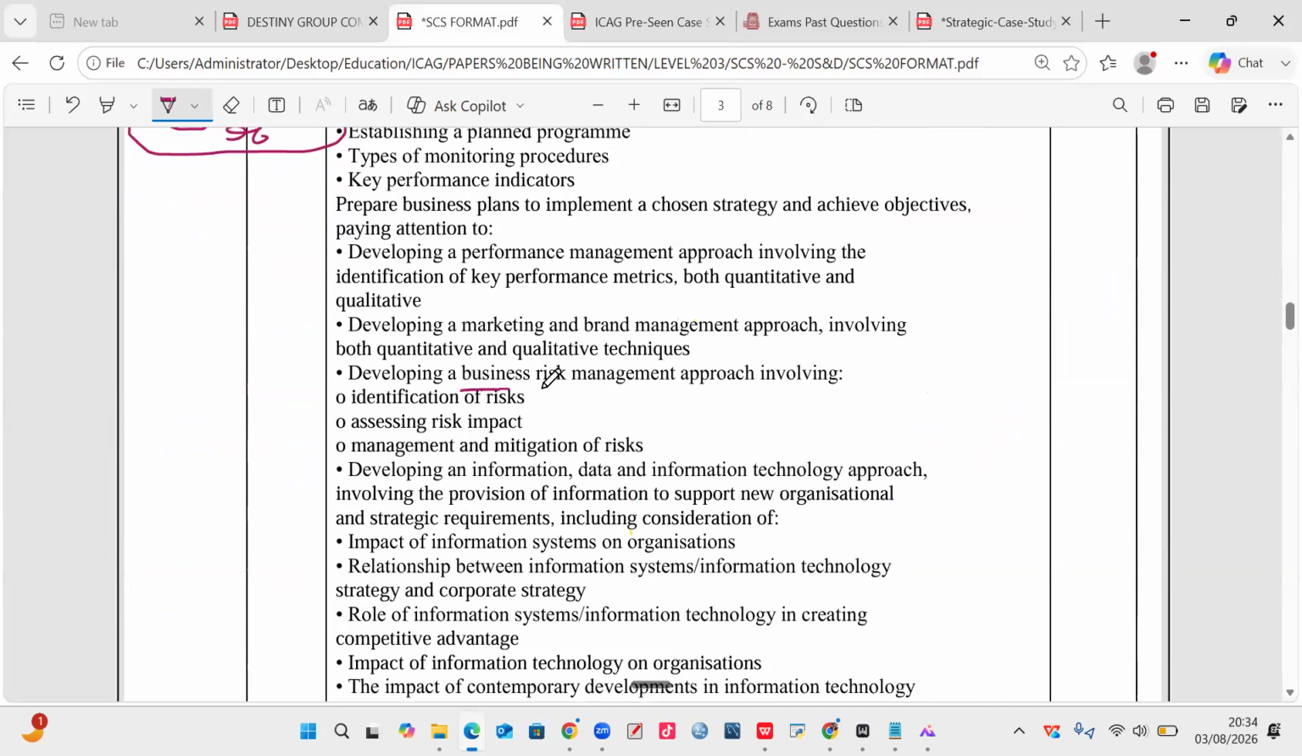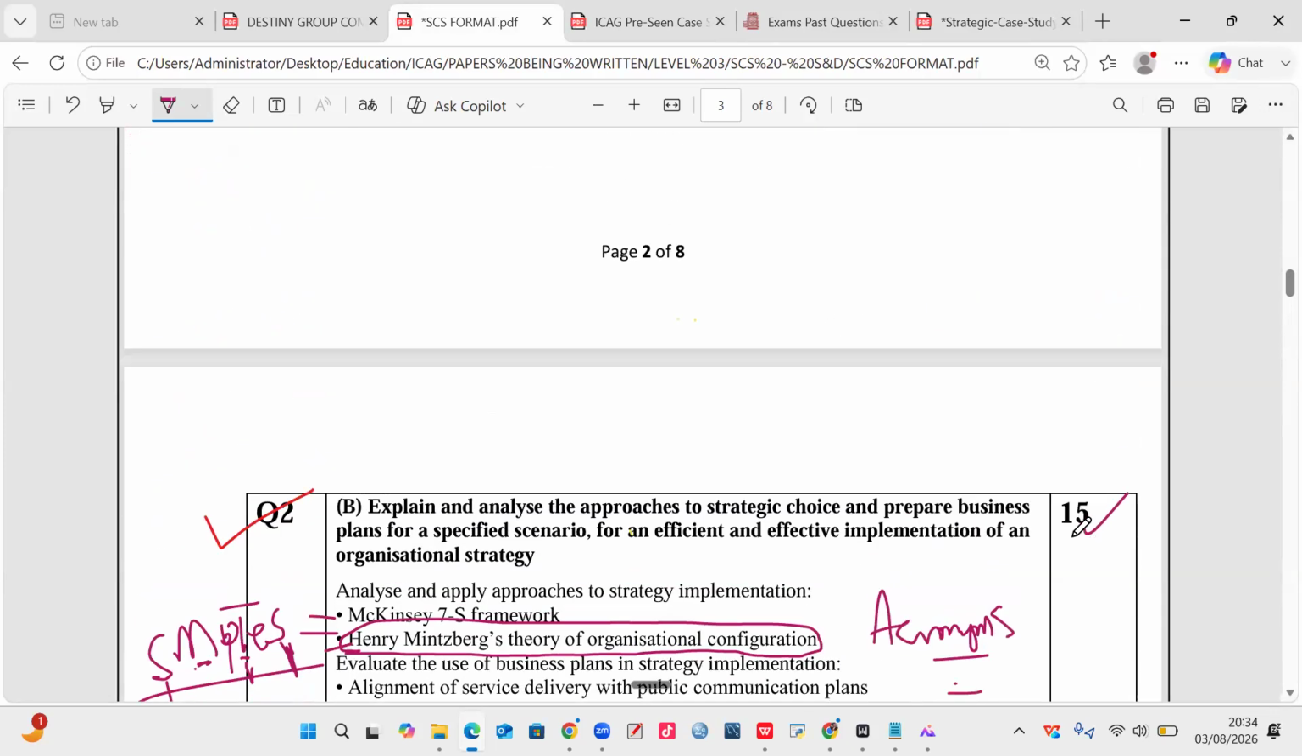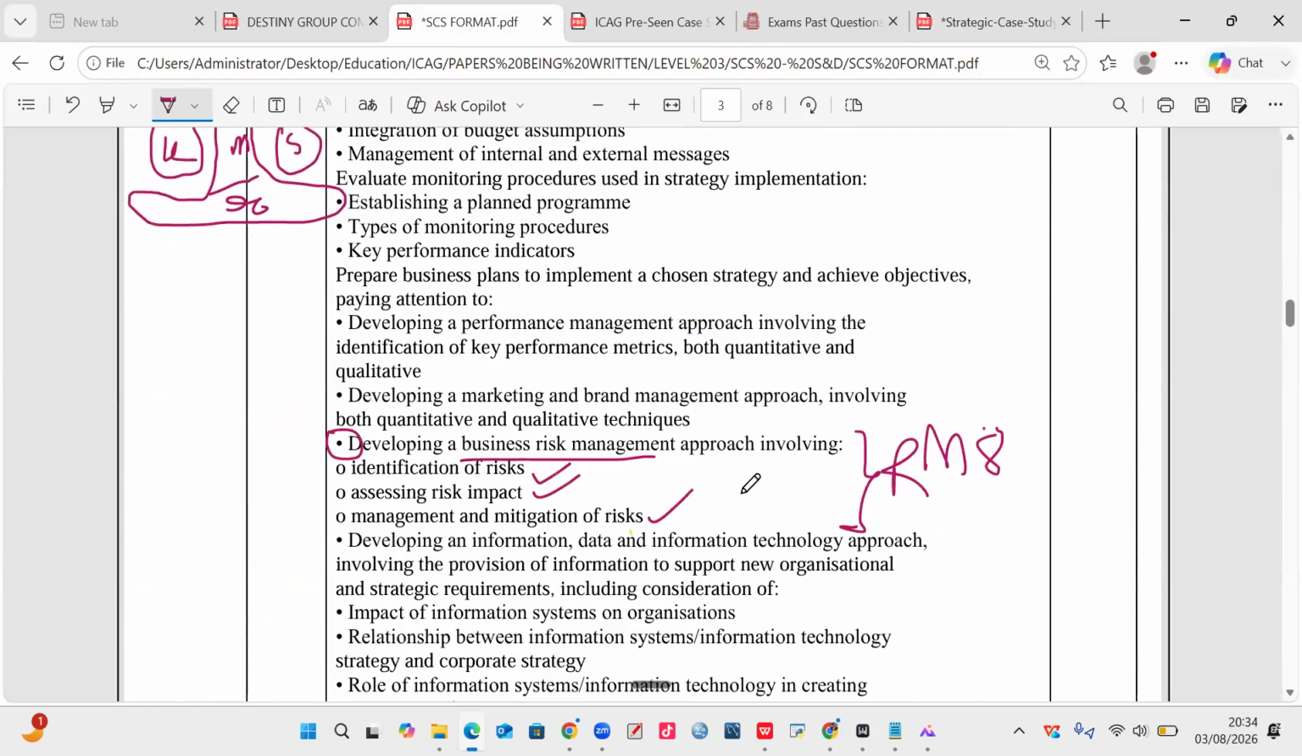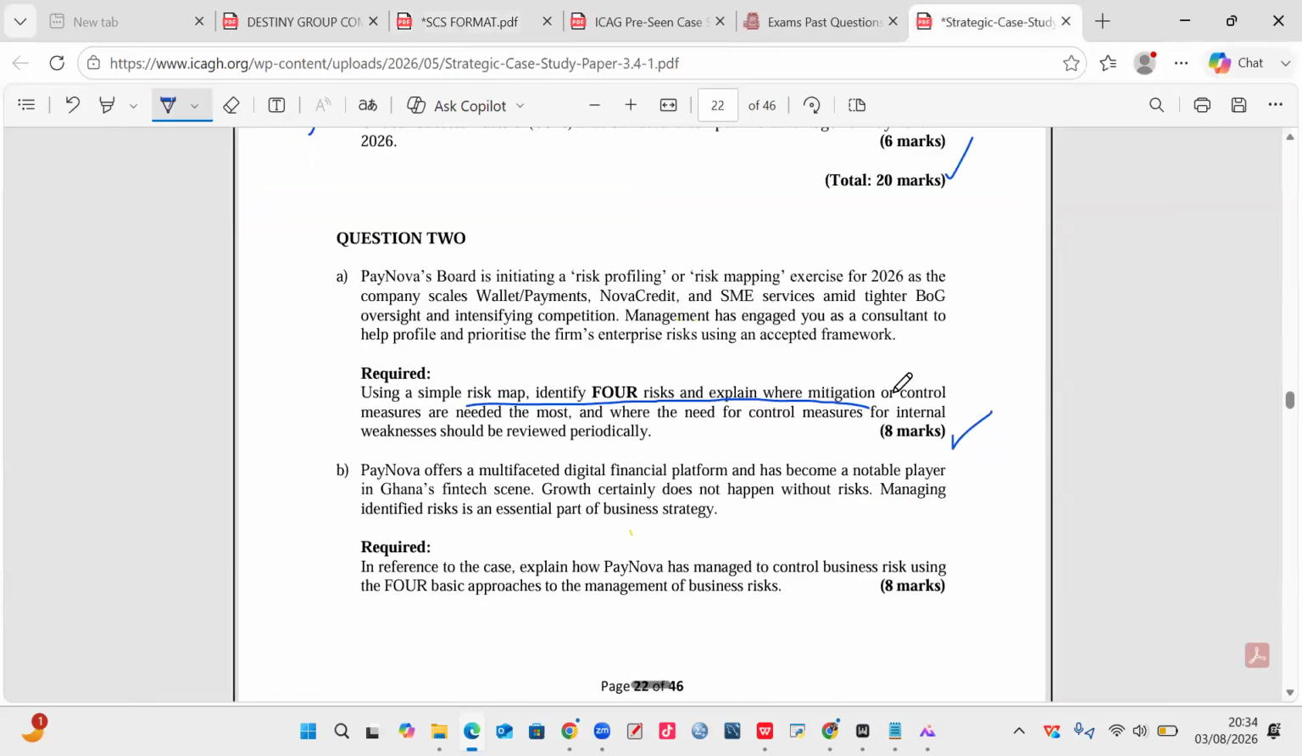This is risk management: identification of risk, assessment of the risk impact, management of the mitigation of risk. This is risk mapping. So the question they asked is in connection with this, and this is for 8 marks. So out of all these areas, which has 15 marks, 8 went to risk mapping. This is where they set the question from in March. Let's look at the next 7. Where will the next 7 go?